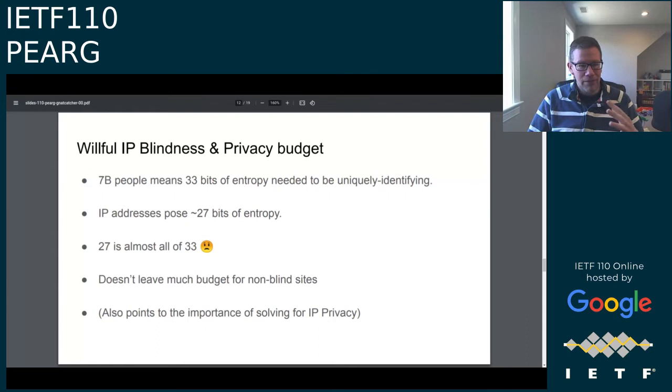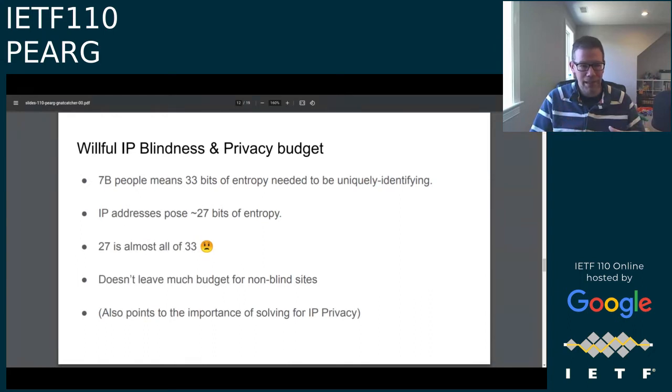So as we were thinking about willful IP blindness, we're keeping in the back of our minds that this is feeding back into the privacy budget, like I was saying. And so looking at this identification based on IP address, if there's 7 billion people, this means we need roughly on the order of 33 bits to uniquely identify everyone. And a quick look says that IP addresses are somewhere in the neighborhood of 27 bits of entropy. There's a little bit of instability there, depends on your audience, et cetera. But the fact is that 27 bits of entropy is almost all of this 33 bits of entropy. So it's a really big problem.